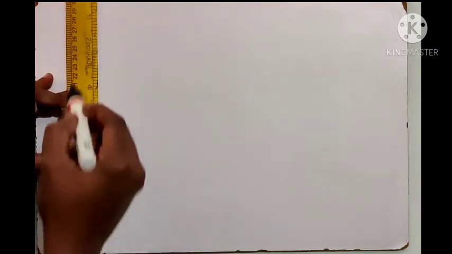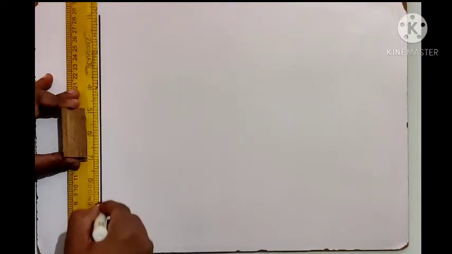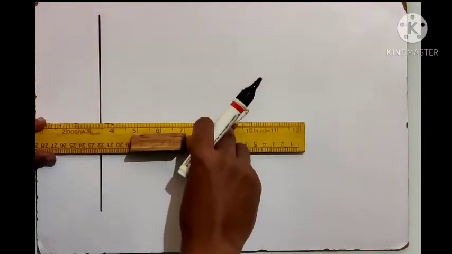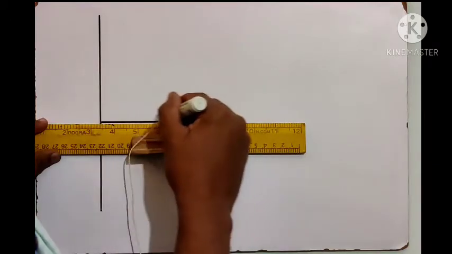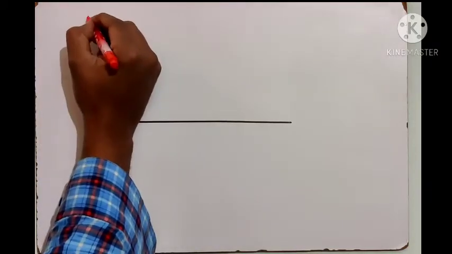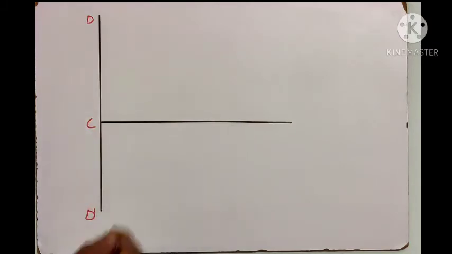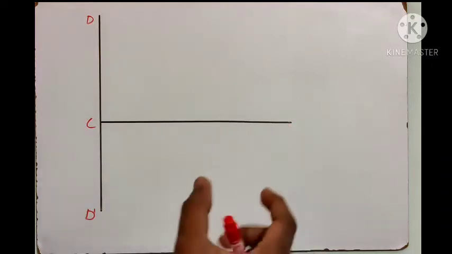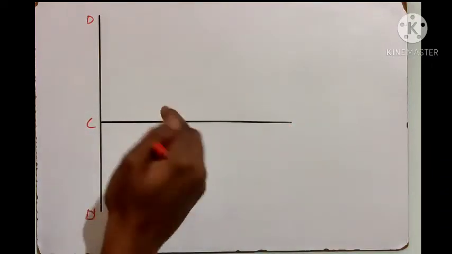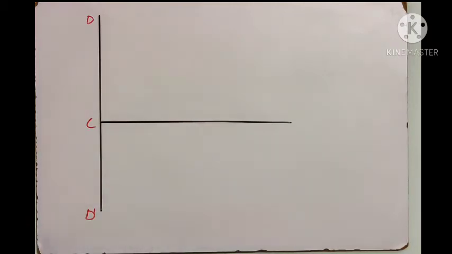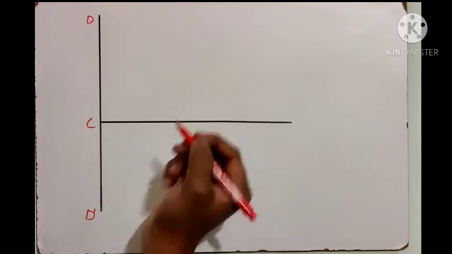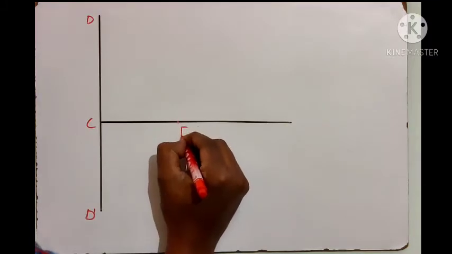First, the things which need to be drawn with a 2H pencil, I'm using a blue color marker. So first I need to draw the directrix. This is my directrix and the axis. This is my D and D dash and this is C. You need to mark the focus, because in the question it is given that the distance between the directrix and the focus is 40 mm. Let's take this as 40 mm. So this is my focus.